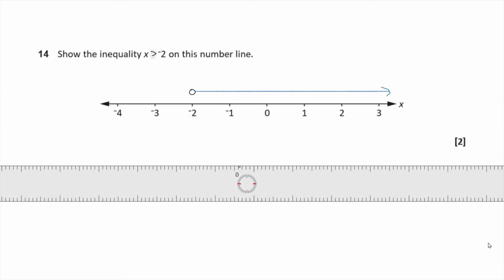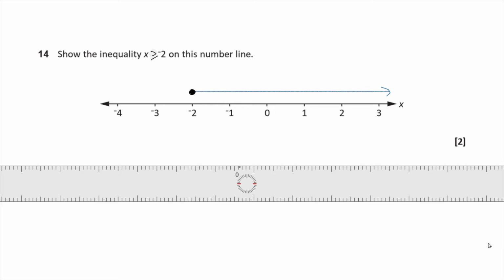So we have a circle at the number, the end point, or the limit, and then an arrow going off in the right direction. Now this is for x is strictly greater than -2. Now if it actually asked for greater than or equal to, I would have filled out that circle like that, because that would mean that the endpoint -2 is part of the range of possible values for x.